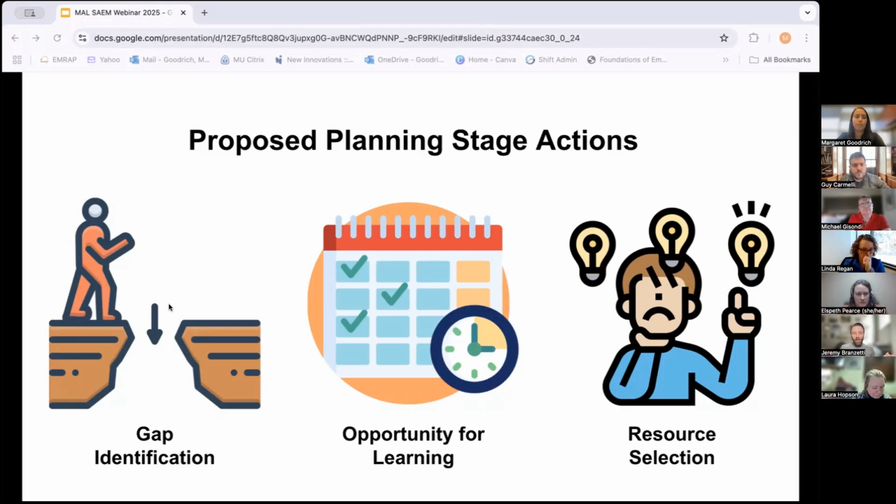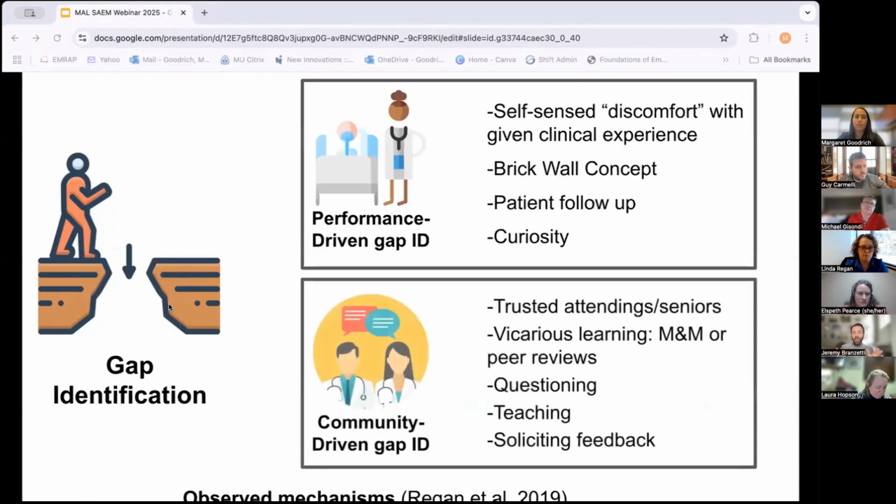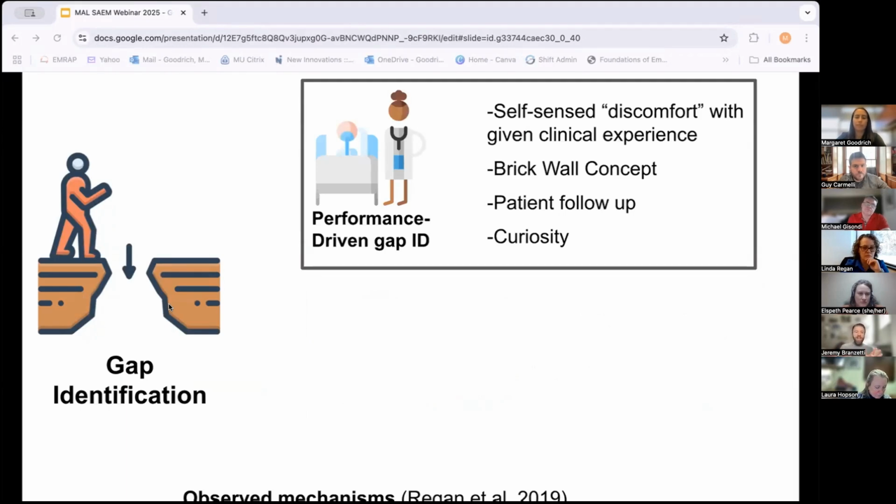So let's take a look at gap identification here. The first batch of learning behaviors all come from this concept of performance-driven gap identification. So performance-driven gap ID is this sense where my clinical experience dictates when I have a gap. That's kind of the simplest way to put it.